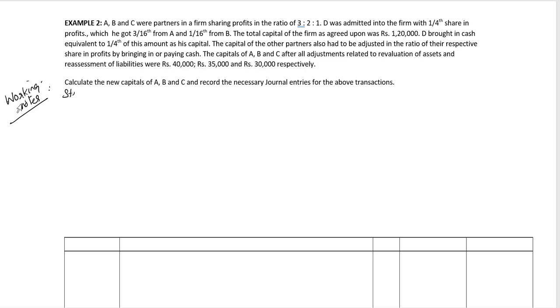Step 1. We have the total capital of the new firm, given as rupees 1,20,000. Step 2. We need to ascertain the NPSR.